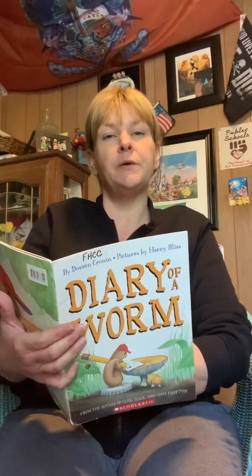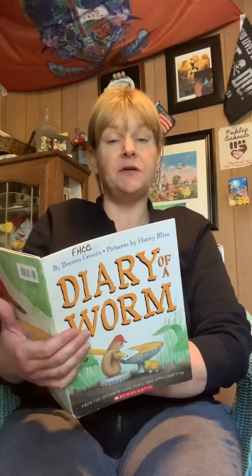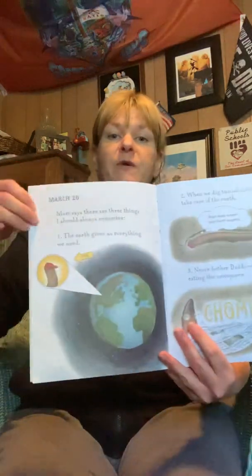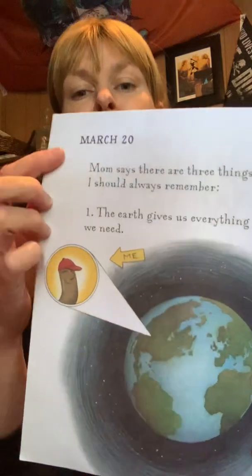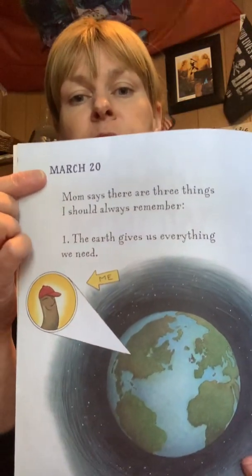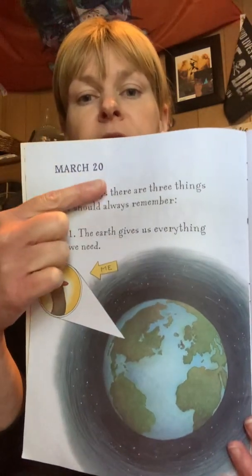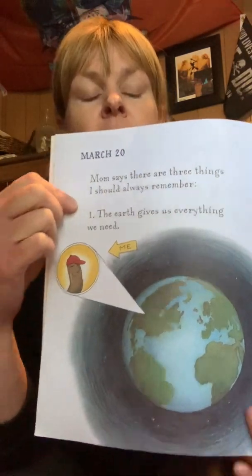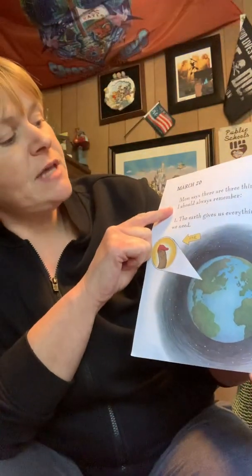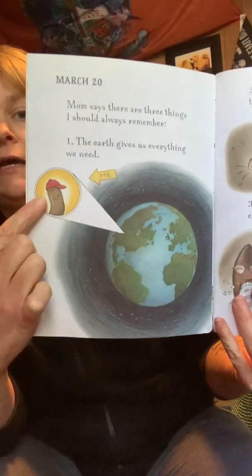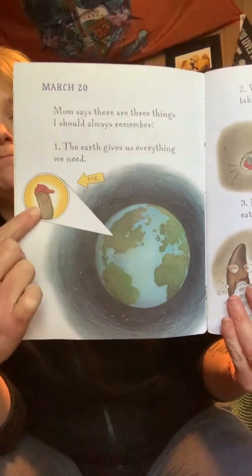Some people write journals instead of a diary, and a diary or journal entry would start with the date. So first you would write the date. Worm has written that the first day of his diary is March 20th. On this day, he says, Mom says there are 3 things I should always remember. The earth gives us everything we need. Here's the earth, and here's my friend, the worm.